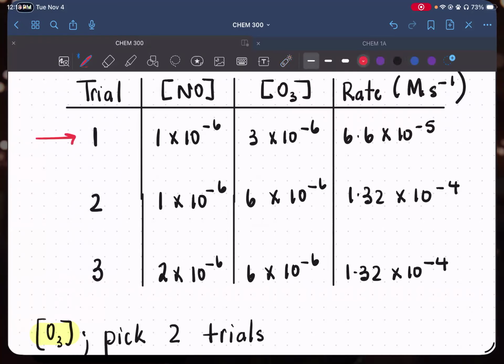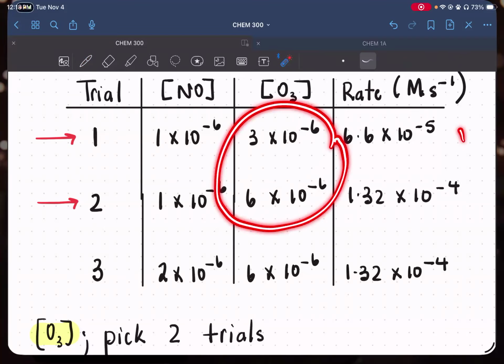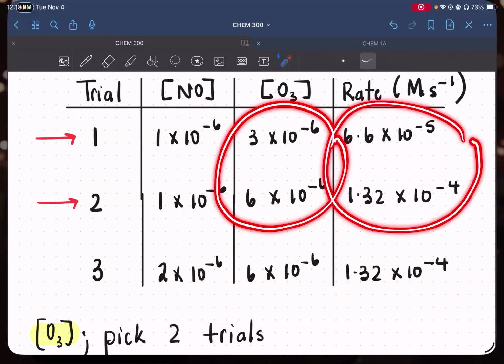We're going to be looking specifically at trial 1 and trial 2. We can see that O3 does change. NO does not change. Remember why we do this is because we're able to say that any change in O3 leads to a change in rate. That's how we calculate the order of the reaction with respect to O3. Now, visually, you're able to say, well, yeah, I do definitely see a change. The rate changes as well as the concentration. So there is some order here. There is going to be some number. So let's go ahead and calculate this.